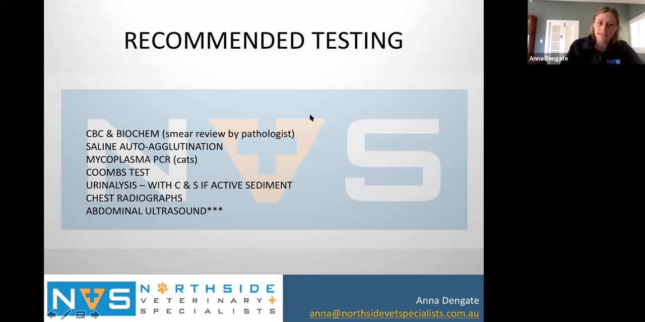So moving on really quickly to the testing that's recommended based on the ACVIM consensus statement. CBC and biochem with particular smear review by pathologists, because we're looking for erythrocyte ghosts as enough evidence to make our diagnosis. And also spherocytosis. Saline autoagglutination, a mycoplasma PCR if it's a cat, because cats very rarely get primary IMHA. They almost always have secondary IMHA.